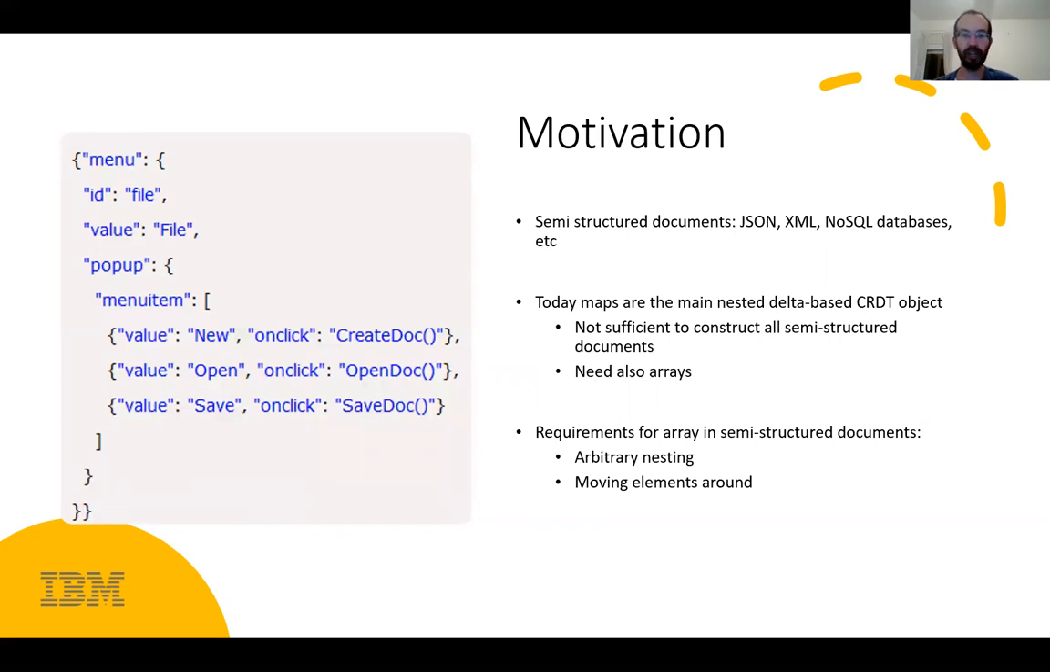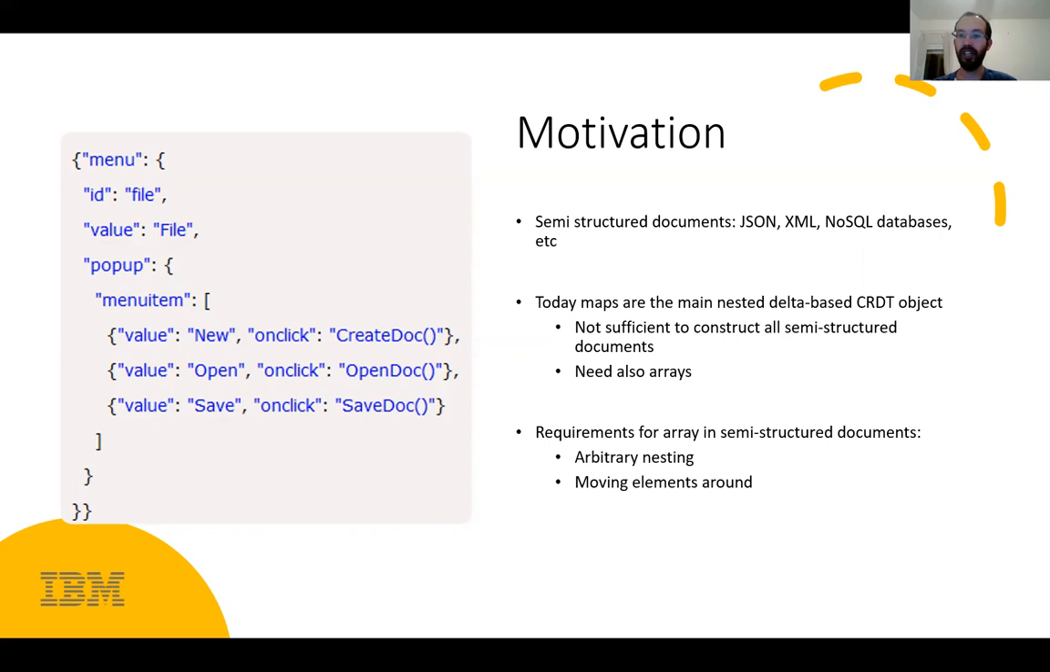The motivation for our work is semi-structured documents, namely JSON, XML, and more generally, NoSQL databases. However, the main nested object in the delta-based CRDT framework so far is a map. However, maps alone are not sufficient for constructing all semi-structured documents. For example, in order to construct a JSON, as we can see on the left, we also need arrays.